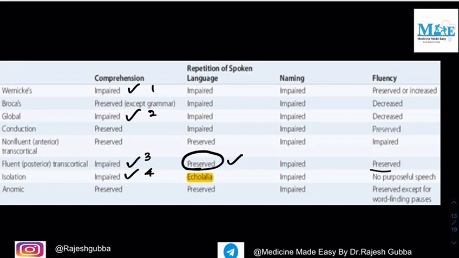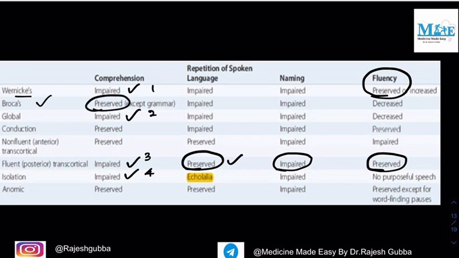And in posterior transcortical aphasia, even the fluency is preserved. So in posterior transcortical aphasia, please remember, your repetition and fluency are preserved and your comprehension and naming, both of them, are impaired. That is what is given in our clinical question also. Whereas in Wernicke's aphasia, everything is impaired, only the fluency is preserved. Whereas in Broca's aphasia, everything is impaired, only the comprehension is preserved. Whereas in global aphasia, everything is impaired.